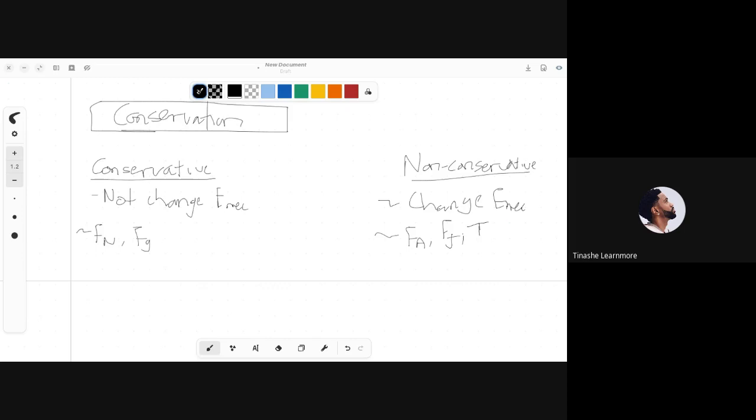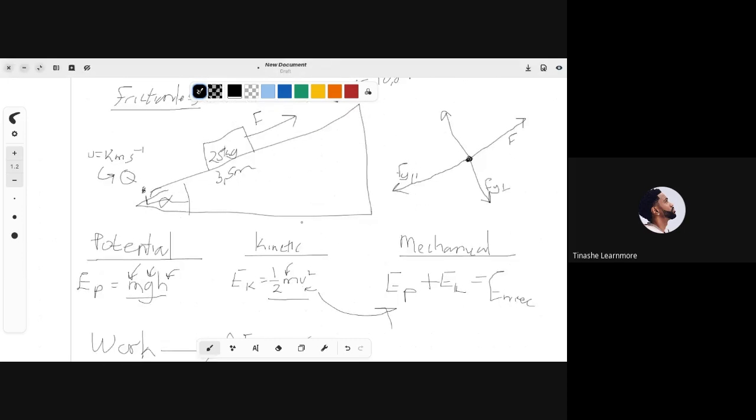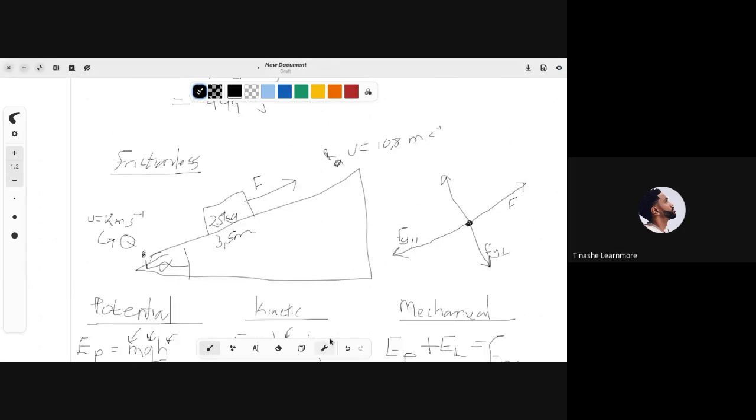Why is the normal force having no work on the object? Let me go back to the diagram while you think. Why is the normal force having no work on the object? Where is the normal force? Why is it having no work on the object?